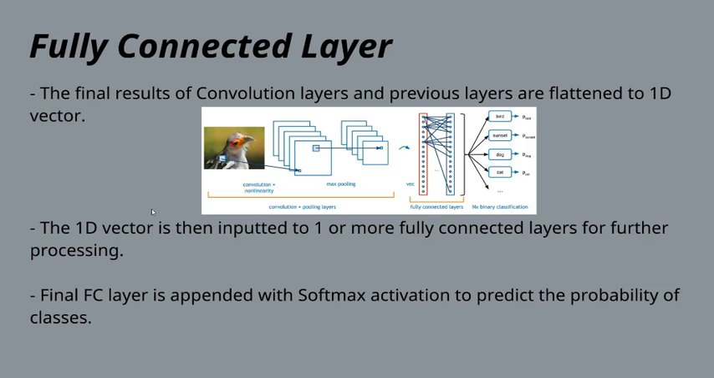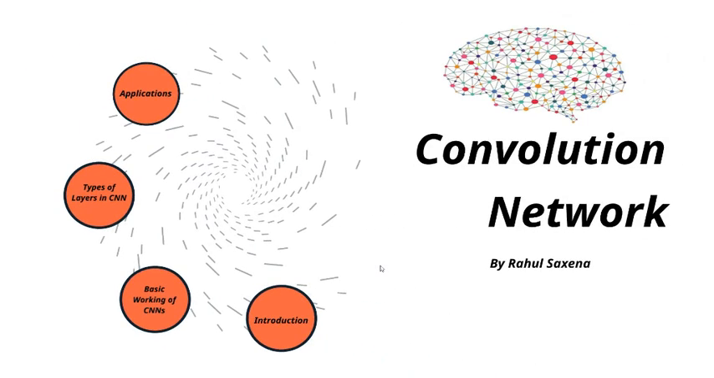So as we discussed, first of all we use convolution, then max pooling, dropouts, and then finally we flatten the layer. After flattening, we proceed with a couple of fully connected layers or one fully connected layer. The final results of the convolution layers and previous layers are flattened to a 1D vector. This 1D vector is then input to one or more fully connected layers. So these are all the layers we need for a neural network.